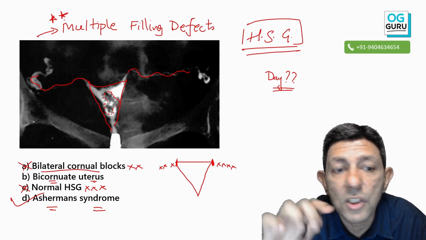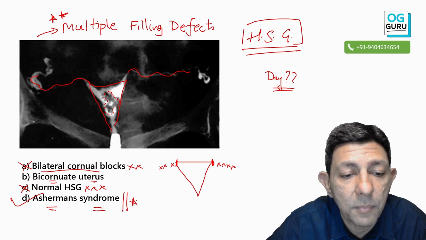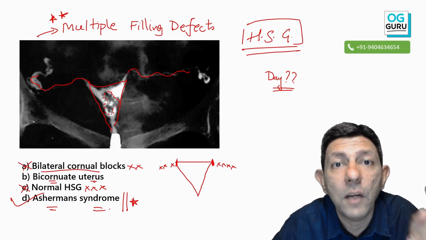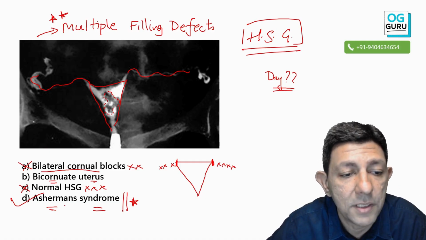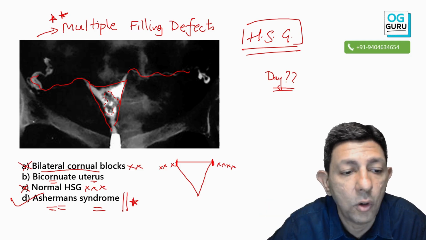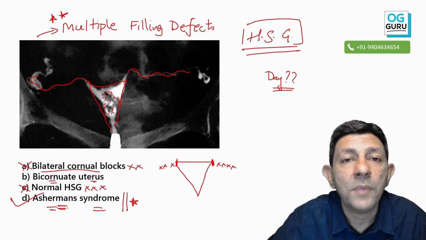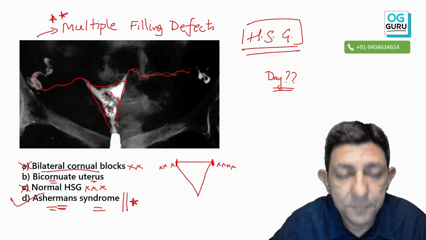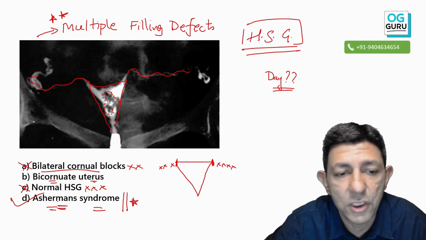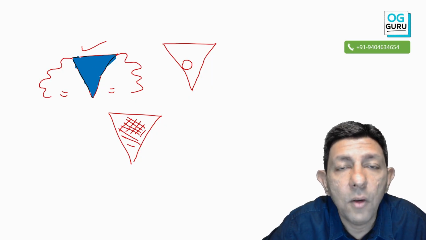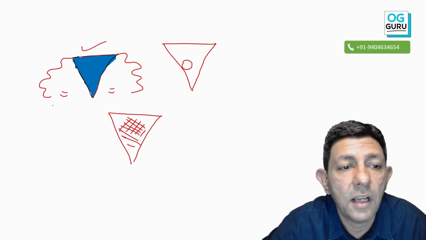Please comment in the chat box, why do I get this Asherman syndrome? Asherman syndrome is intrauterine adhesions. Why do we get it? And what is the best management for Asherman syndrome? I'll give you the answer in the chat box. Please comment, all of you, how are we going to approach it? Okay, so please understand this. This is a HSG, but it is not a normal HSG, because a normal HSG would look like this: triangle uterus, well opacified, no filling defects, with the left and the right tube with the spill. This is called the spill of the dye.